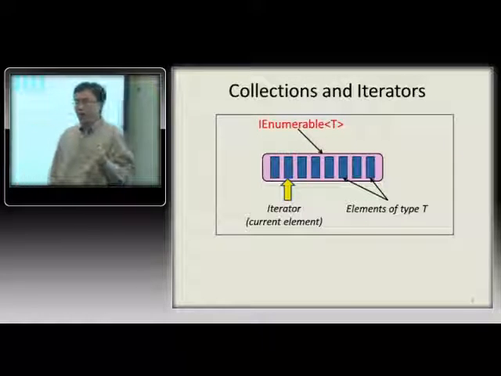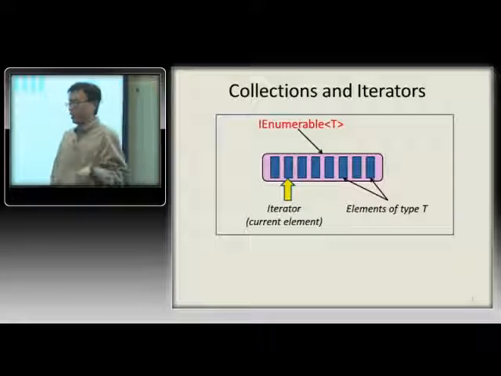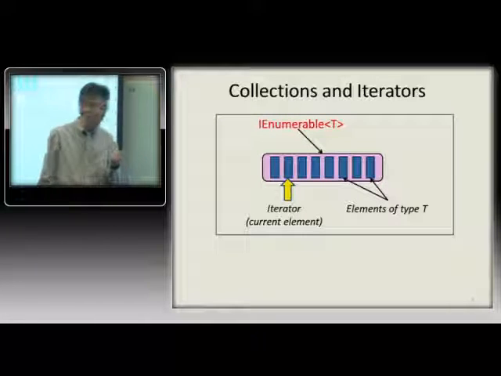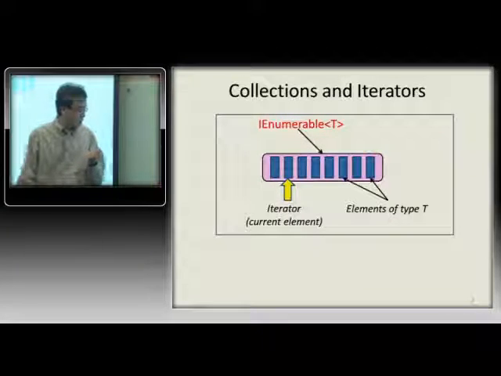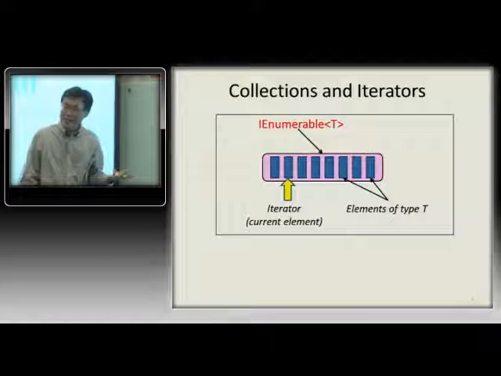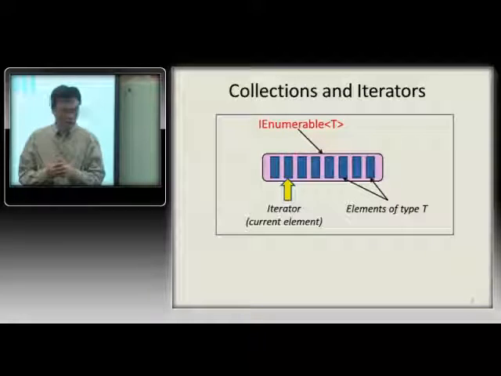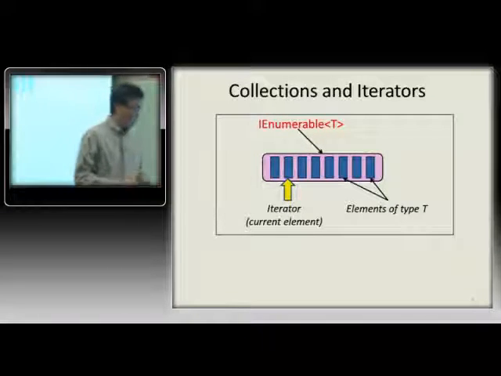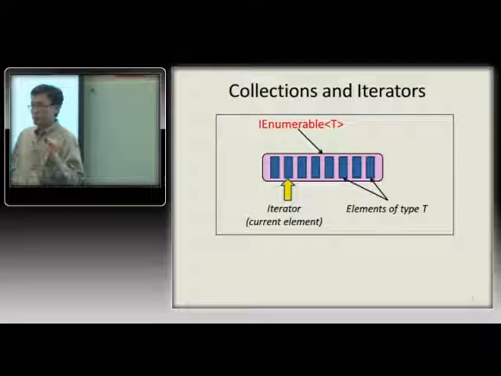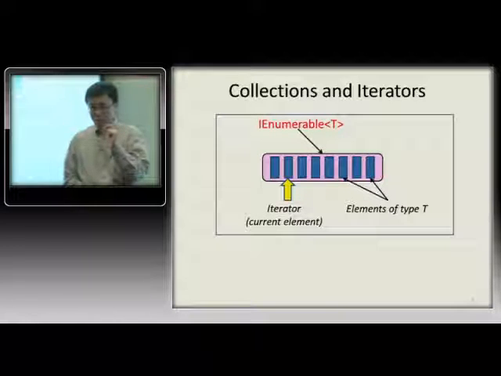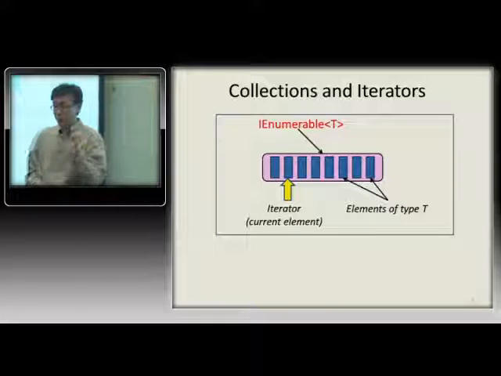LINQ is designed to manipulate collections. To really understand LINQ, we first need to understand the .NET collections. The .NET collections are a very, very simple abstraction. You can think of it as a sequence of objects, a sequence of elements. The base type is called IEnumerable. IEnumerable is a very, very basic data type, and we are going to use it a lot.